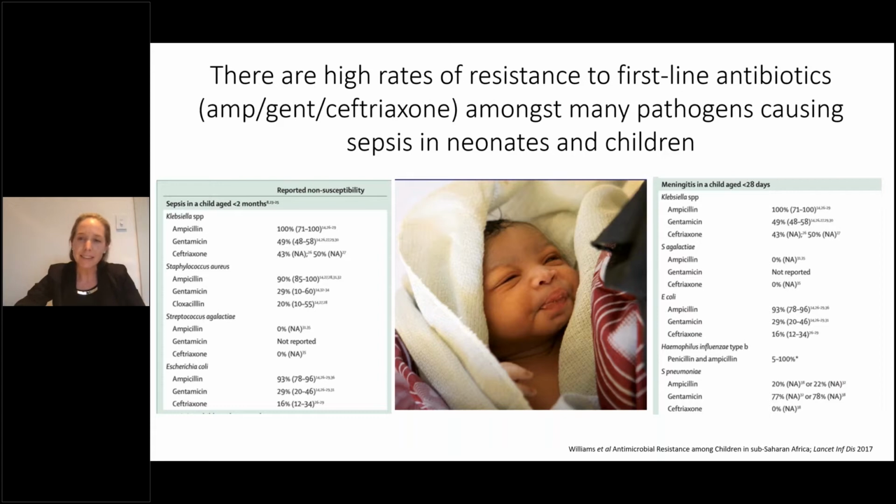I'm sorry about the delay that's happening with my slides clicking forward from down here in Australia, but thank you for your patience. So now looking at another continent, this was some research that I was involved in sub-Saharan Africa that looked at the rates of resistance to first-line antibiotics as per the World Health Organization. And that showed that there are very high rates of resistance to ampicillin, gentamicin and ceftriaxone among many pathogens causing sepsis in neonates and children.